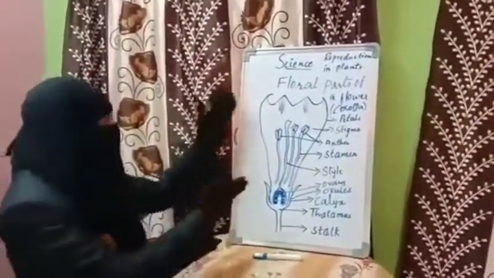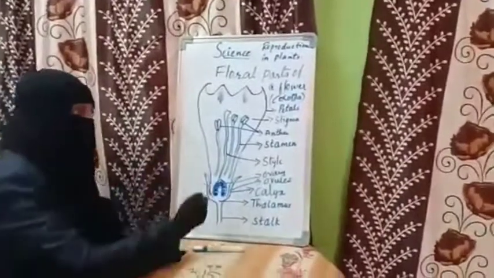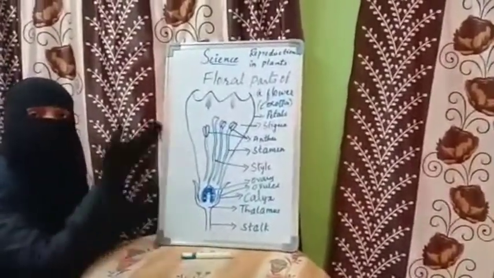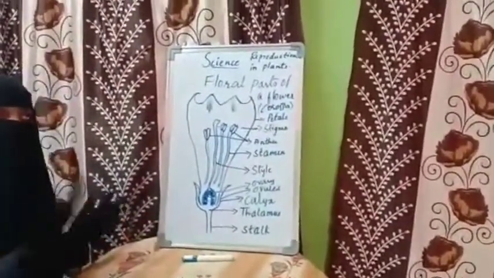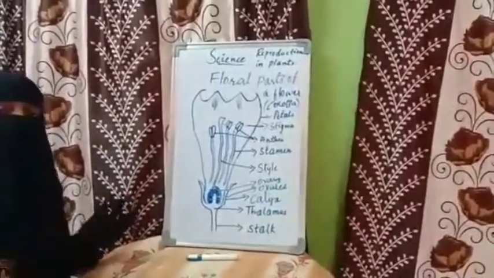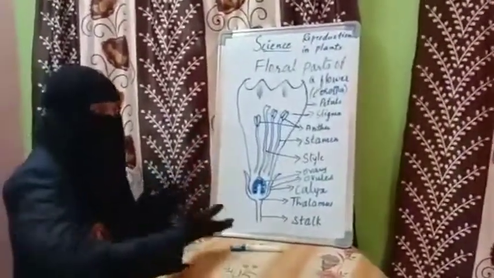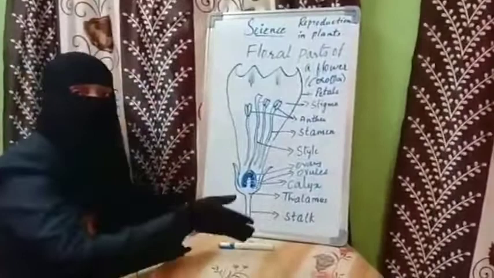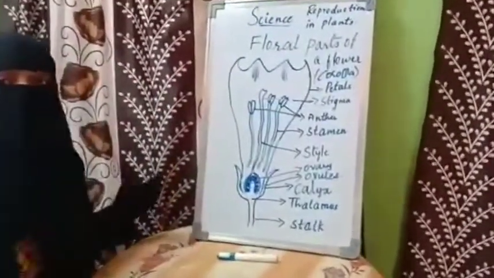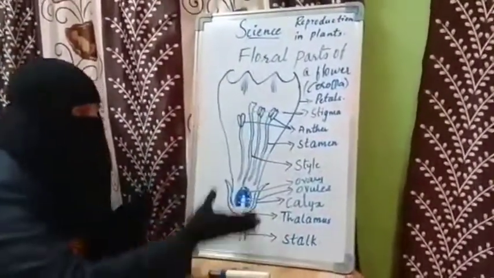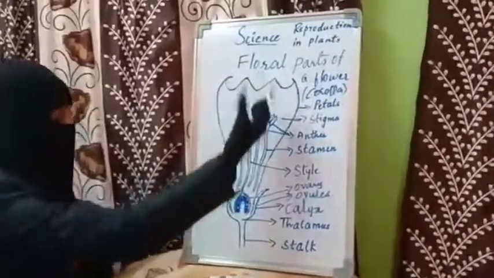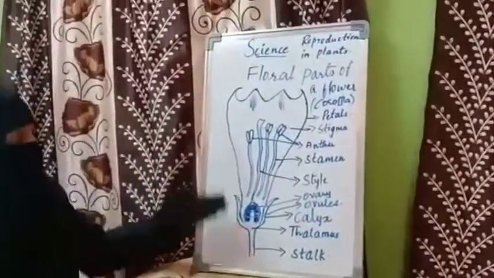Now you can see I have taken a flower. The flower which I have considered here is nothing but a datura flower. It is a white flower you can find in your surroundings, which is creamish or whitish in color. Take a datura flower and cut it in the longitudinal section. When you make a longitudinal section, you will find these parts of a flower as I have drawn here.